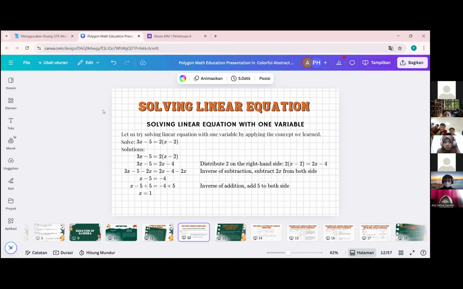Ibu, maaf Bu, izin bertanya. Itu yang bagian distribute on the right hand side, kenapa right hand side ya Bu? Kenapa tidak right side aja? Kenapa pakai hand, apa maksudnya? Iya Ibu, sebetulnya maksudnya seperti itu. Ya, right side aja juga tidak apa-apa.